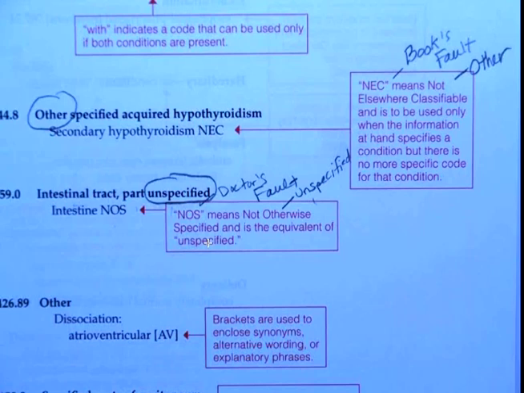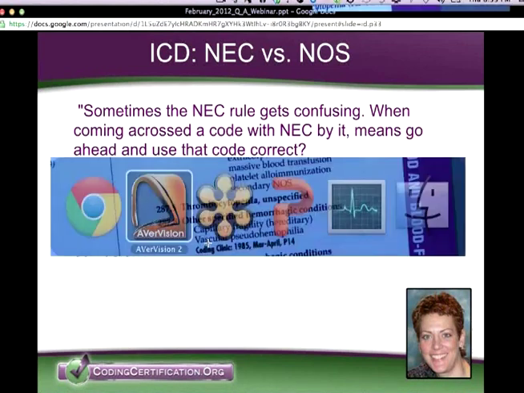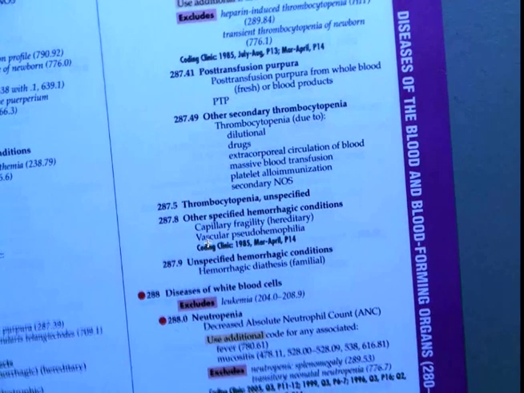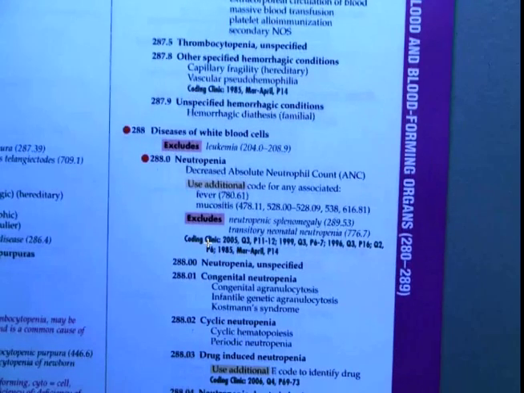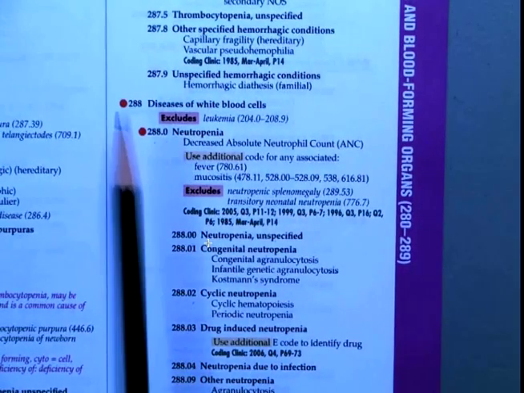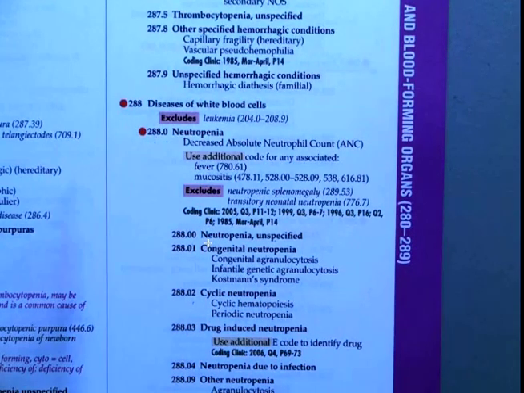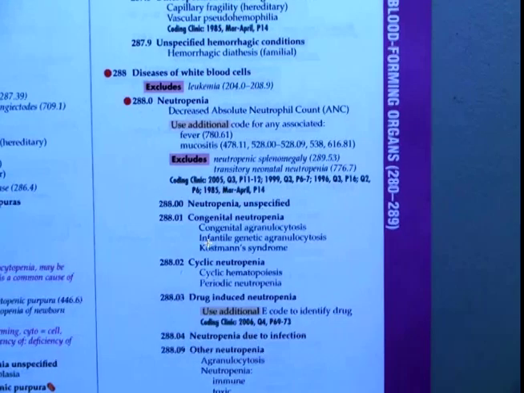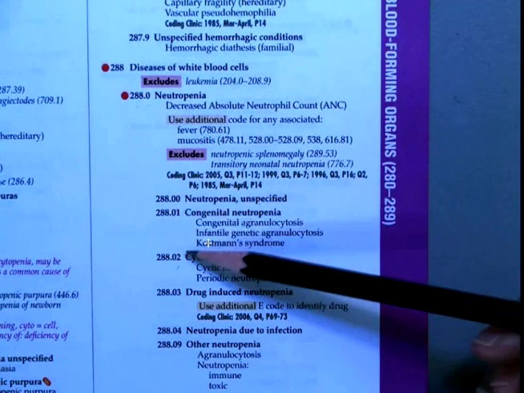Now, I had a page marked to show you. Hold on. All right. It's 288.0, neutropenia. Now, that's a 4th digit code, and in your book you'll have a symbol. Mine is the red stop sign saying you need a 5th digit. So when you look at all the 5th digit codes here, we've got 0, 1, 2, 3, 4, and 9.